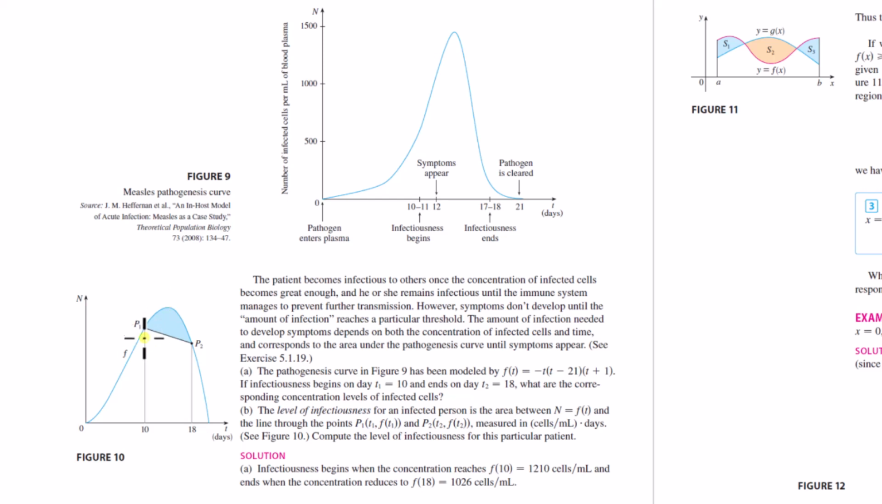And so what this is going to be is, this is going to be like G of T. This is going to be F of T. And the domain is from 10 to 18, from T equals 10 to 18, because both of these are a function of T. And you're just going to take the integral of F of T minus G of T dt from 10 to 18. Okay?